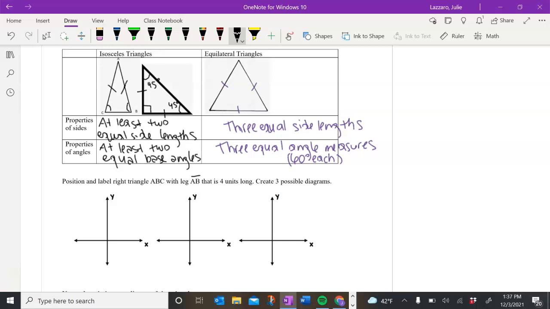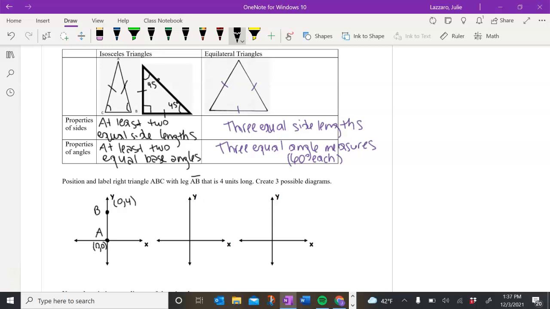So we know that right triangles have a right angle, right? A 90-degree angle. So let's start by thinking, okay, I could put point A here at the origin, and the origin is 0, 0. Okay, so if I need leg AB to be 4 units long, I'm going to put point B up here. Well, what does this ordered pair have to be then? If leg AB is going to be 4 units long. Oh, well, it has to be at 0, 4.